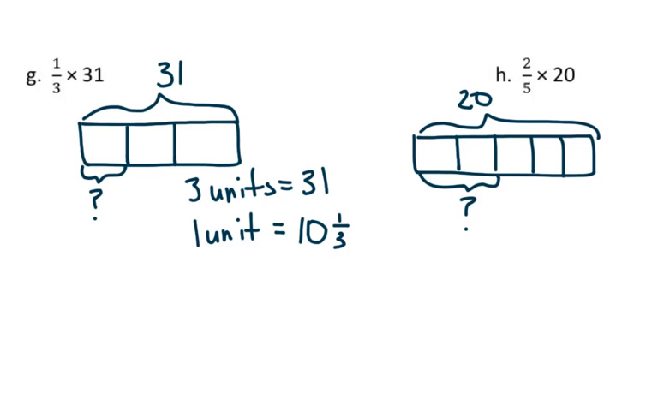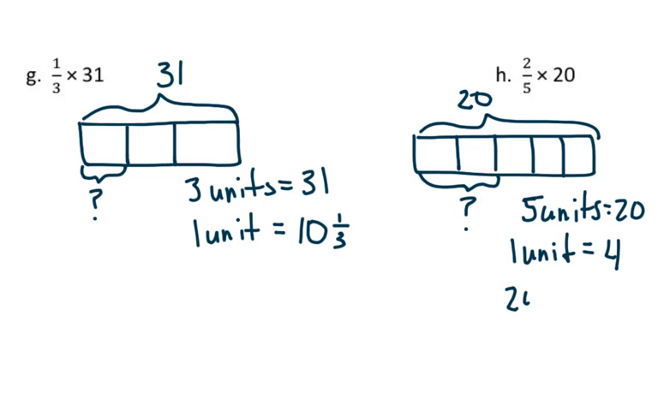So what I can do is I can say that 5 units is equal to 20. Which means that 1 unit is equal to 20 divided by 5, which is 4. So that means 2 units is equal to 8. So our answer for that would be 8. So let's underline my answers here and here.